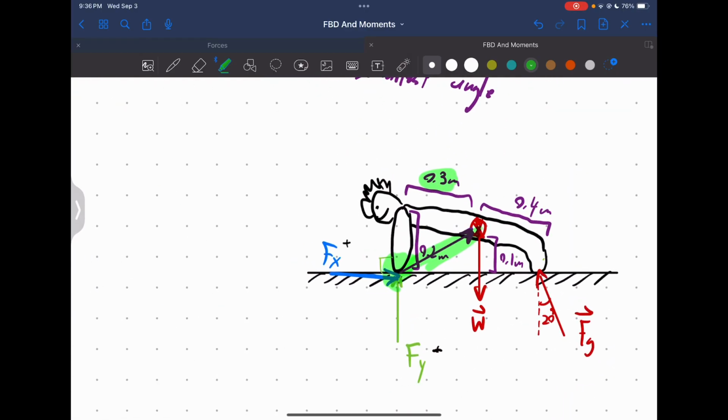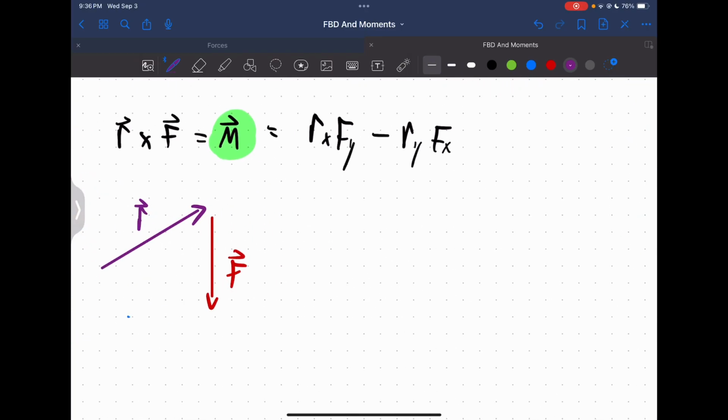This is a badly worded problem. But we're going to assume that this vector, this 0.3, is the x direction. So we know this is 0.3, 0.2. And Fx is, in the question, 90 kilograms times 9.81 meters per second squared.